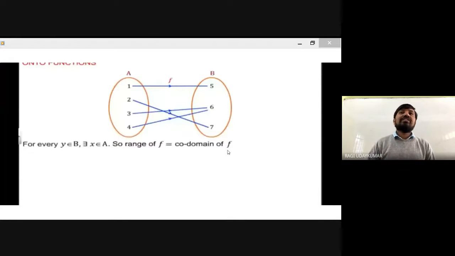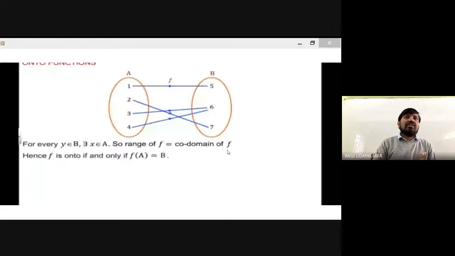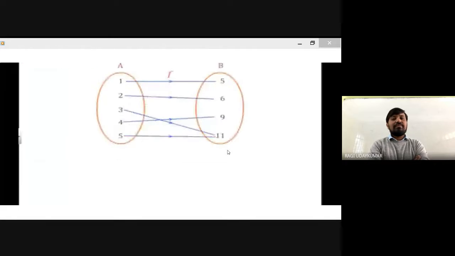Why is it an onto function? Right side में, that is nothing but codomain में every element is having some pre-image. So pre-image is nothing but what comes before. So for every element y belonging to B, if there exists x belonging to A such that f(x) is equal to y, then that function is called an onto function.